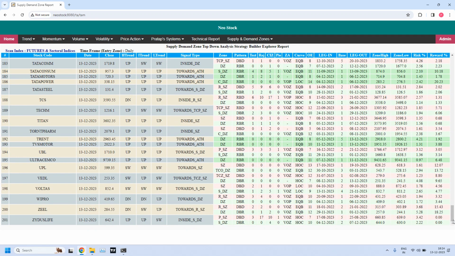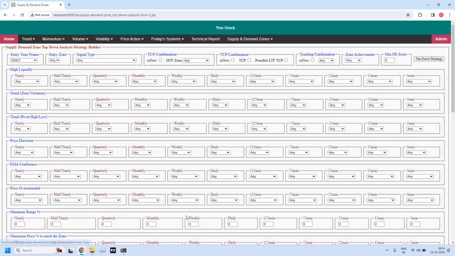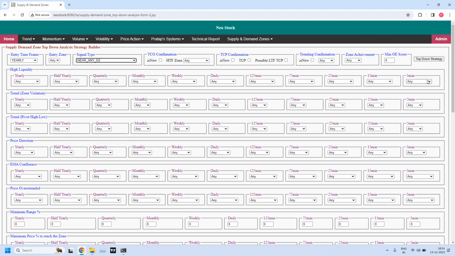So this is the complete list for the daily time frame. Now let us generate demand and supply zones for all the time frames. Stocks near demand and supply zones, starting from yearly. So I'm selecting the yearly time frame. Let us find the stocks near yearly demand zone.